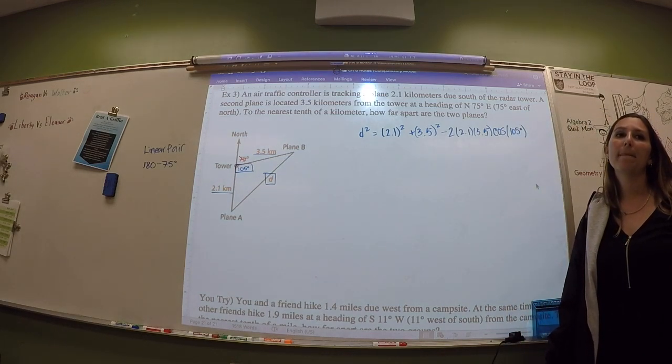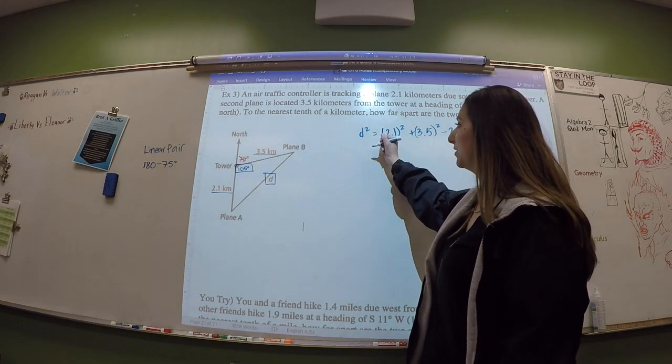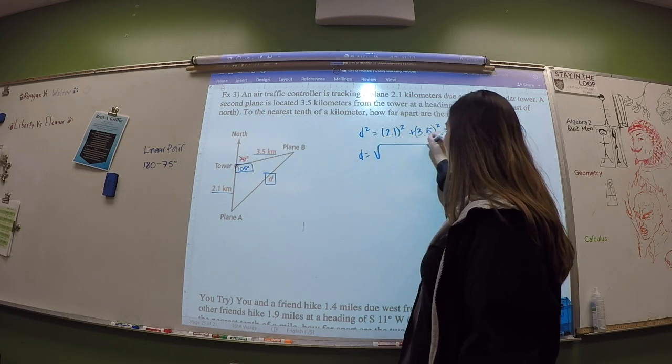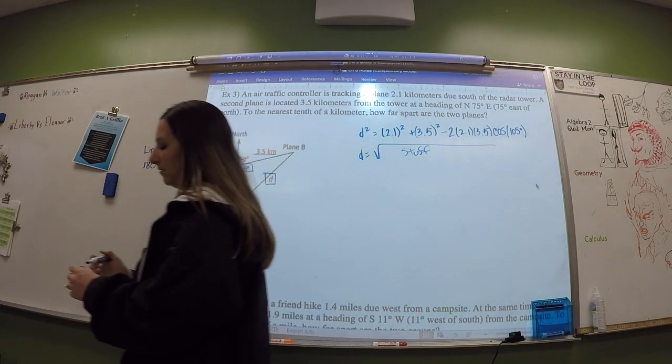Correct, you're correct. Now, we're finding a side, so that's much easier. All we have to do is just square root all that stuff. Yep, it's pretty simple. And then just type it in.